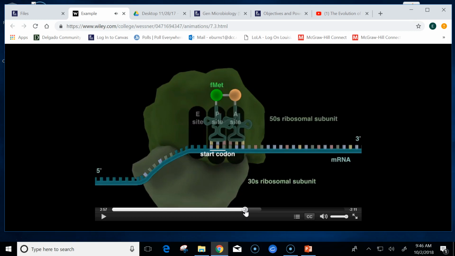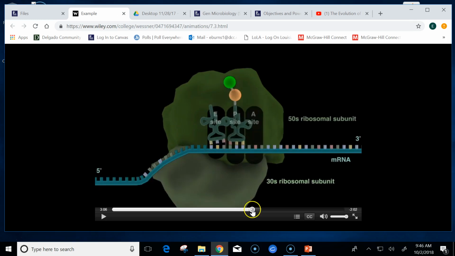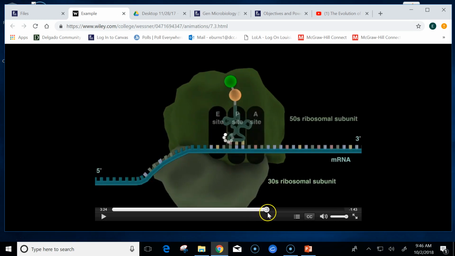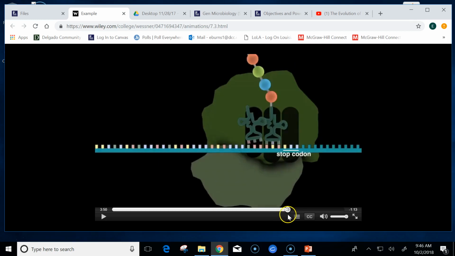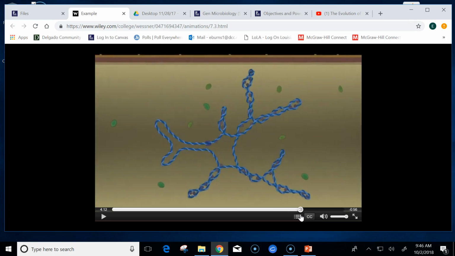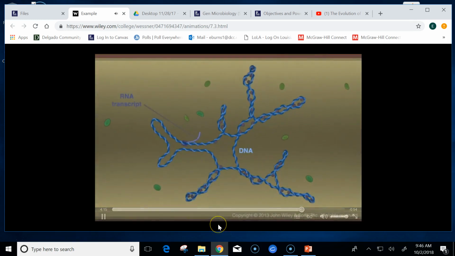The new dipeptide. So now I'm going to fast forward here. You get the idea, right? So it's just going to keep moving along. Transfer RNAs transfer in the amino acids. They join to the growing chain until it gets to the end where it reaches, very important, a stop codon, and it stops. This is the next part.